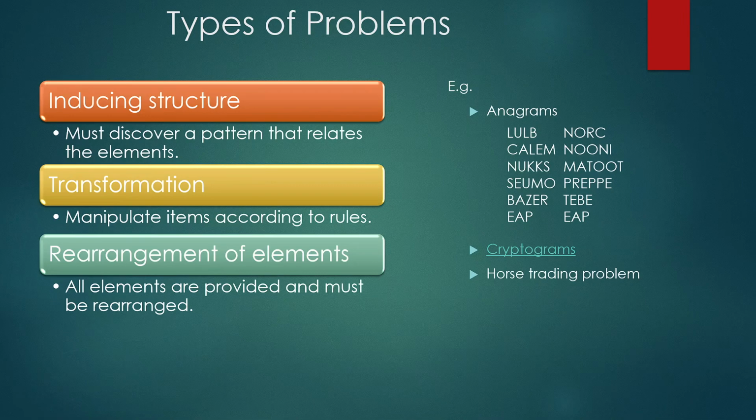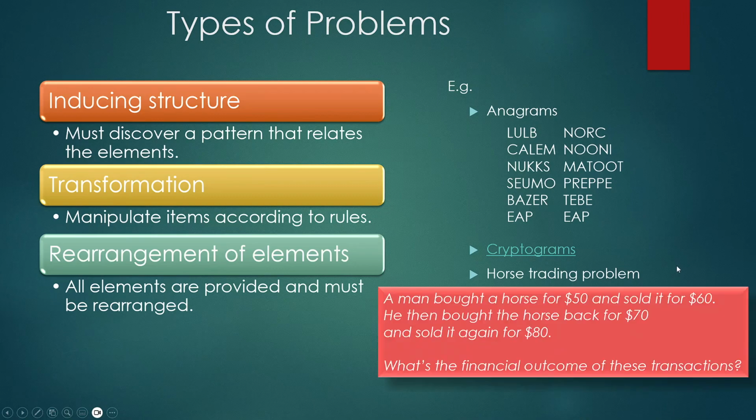All right, so the last example of a rearrangement of elements is the horse trading problem. In this problem, there's a little story where a man bought a horse for $50 and sold it for $60. He then bought the horse back for $70 and sold it again for $80. He keeps flipping this horse for some reason. So he bought it for 50, sold it for 60, bought it for 70, sold it for 80. What's the financial outcome of these transactions?